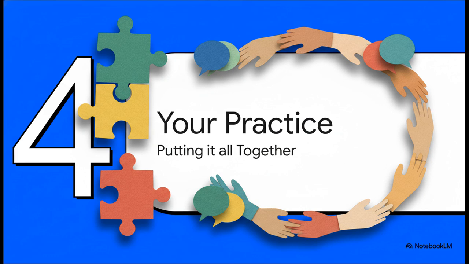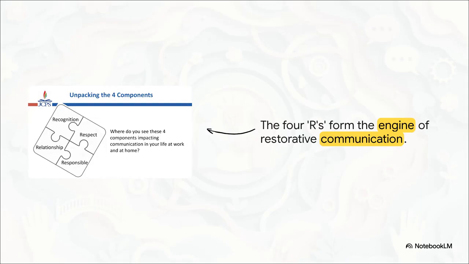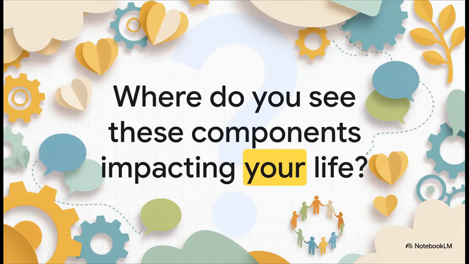Now, let's take a step back and see what this whole picture really means for you and your day-to-day practice. And here it is, the full framework in one shot. These 4 Rs are the engine that makes restorative communication go. We build the relationship, we practice recognition by separating the person from their behavior, we manage ourselves so we can communicate with respect, and we take responsibility for our impact. That's the whole picture. But this isn't just a theory to memorize. It's about becoming a more restorative person.